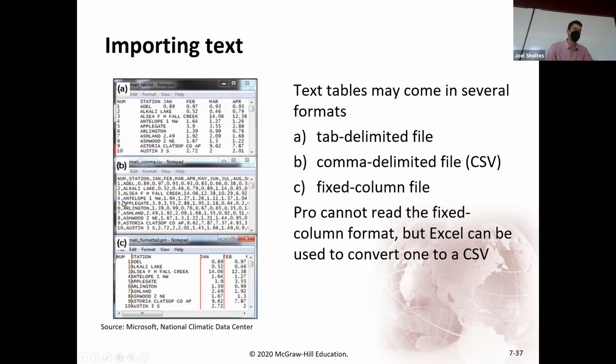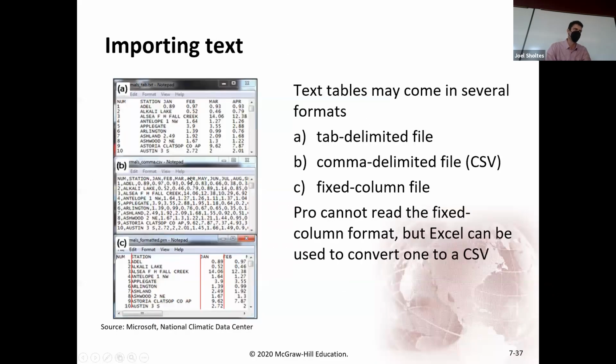And you'll note that this CSV file, let's zoom in on this B1 right here. The header row is separated by commas. So number, station, and then month. And then you can see the data come below that. So you always have the header as the first row.